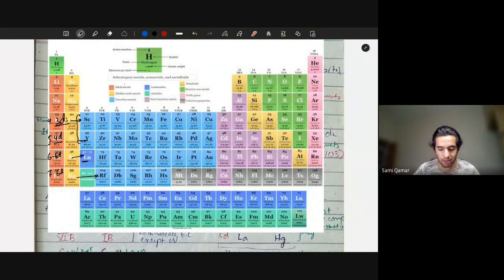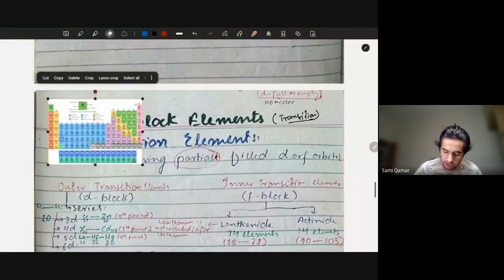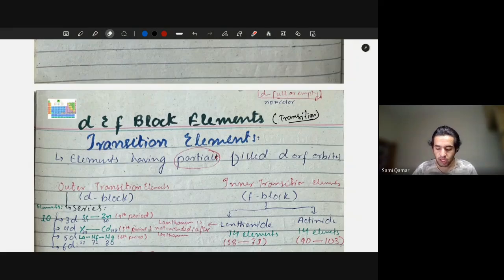And the good thing about these subshells that you need to study is just the properties. You need to know about properties. You don't need reactions or anything else. You just need properties, and properties are important. Okay, D and F block.